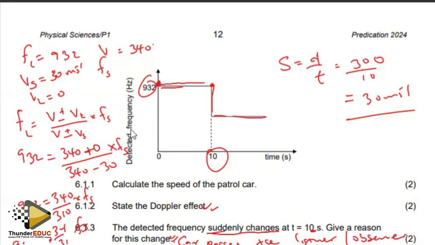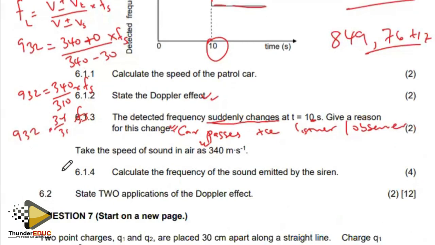Fs is equal to 932, and then divide both sides by this thing. So 932 divided by my answer, I'm getting 849.76 hertz. Okay, so that is the frequency of the sound, 849.76 hertz. State two applications of the Doppler effect.